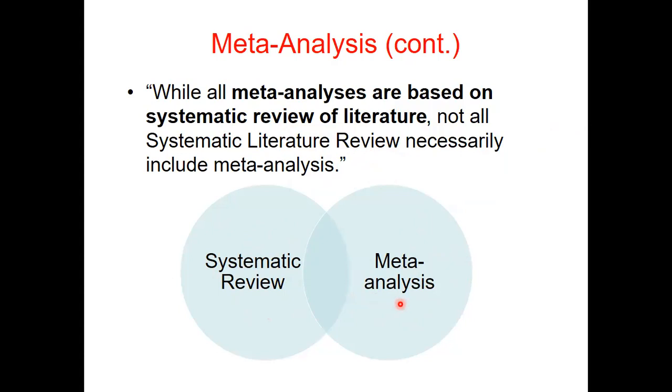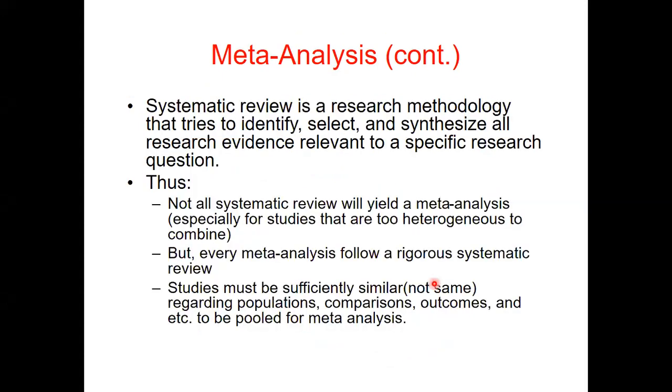Those are five or four types of systematic literature review. Two of them were dealing with meta-systematic literature review, etc., etc. So that's the point there, okay? So systematic review, as we know, is a research methodology that tries to identify, select, and synthesize all research evidence relevant to a specific research question, okay?